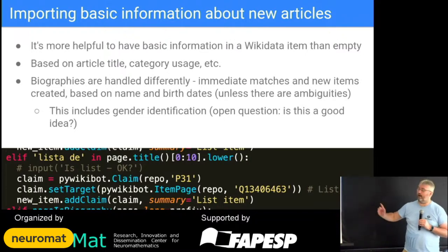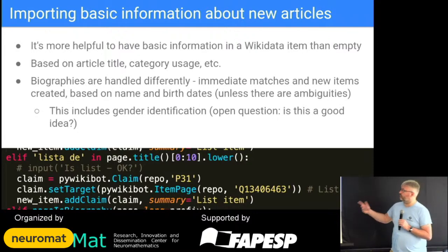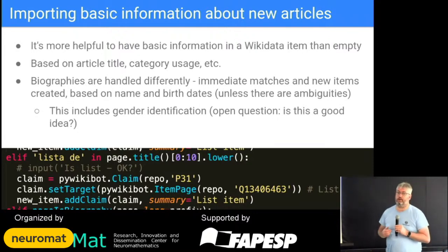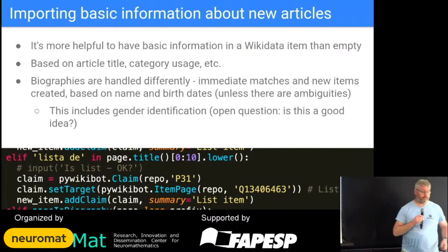I didn't say this, it also looks on Wikidata to see if there's already an item with that person's name. And if it has the same birth date or death date, then it links them. So it's also trying to minimize the number of duplicates, but then it also is creating new items continuously as well. So again, this is something I'm hoping you can help with this afternoon.